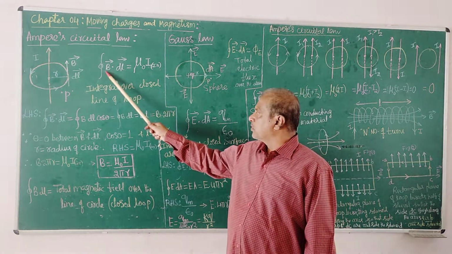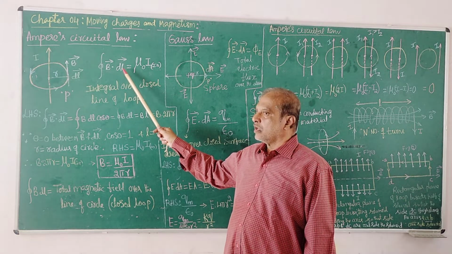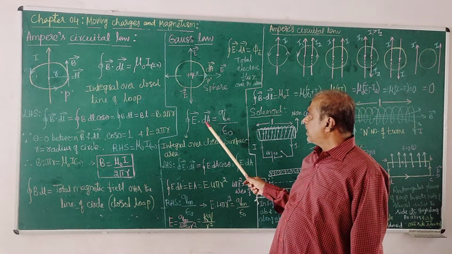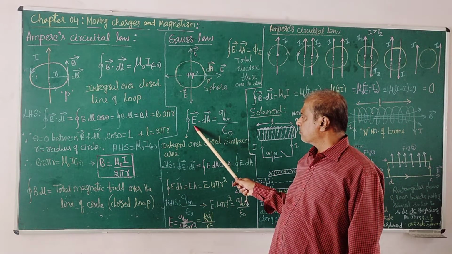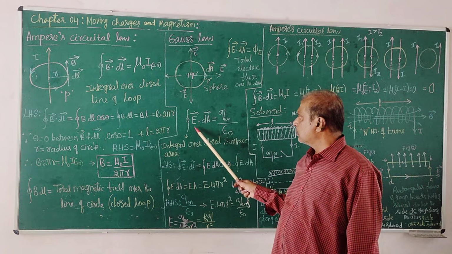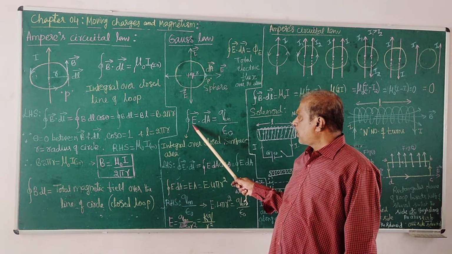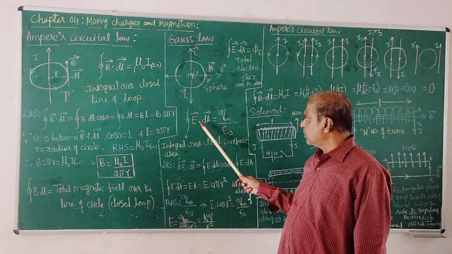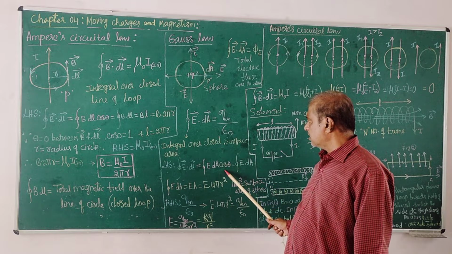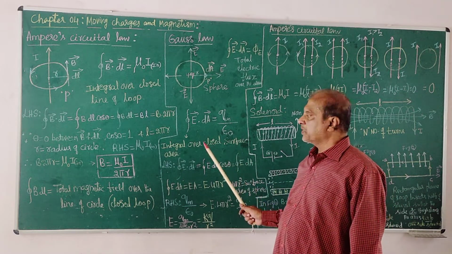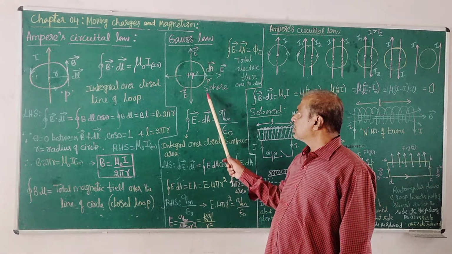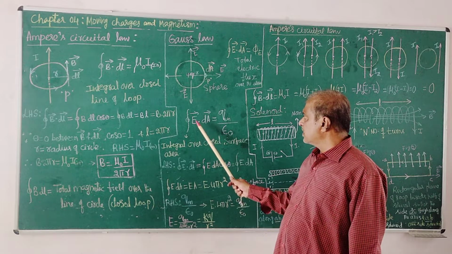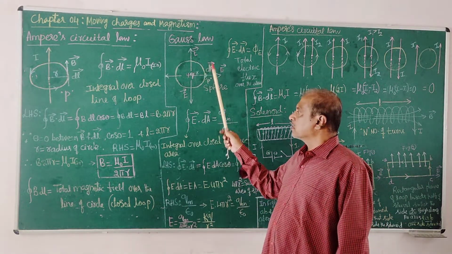Similarly, the dot product of these vectors. Here, element of length and magnetic field. Here, element of area and electric field. And as you know, the dot product of the vectors is this value. What is that? E into dA into cos theta. Theta means the angle of separation between the vectors. I said the angle of separation theta equals 0, cos 0 equals 1. It is simply E into dA at this point.